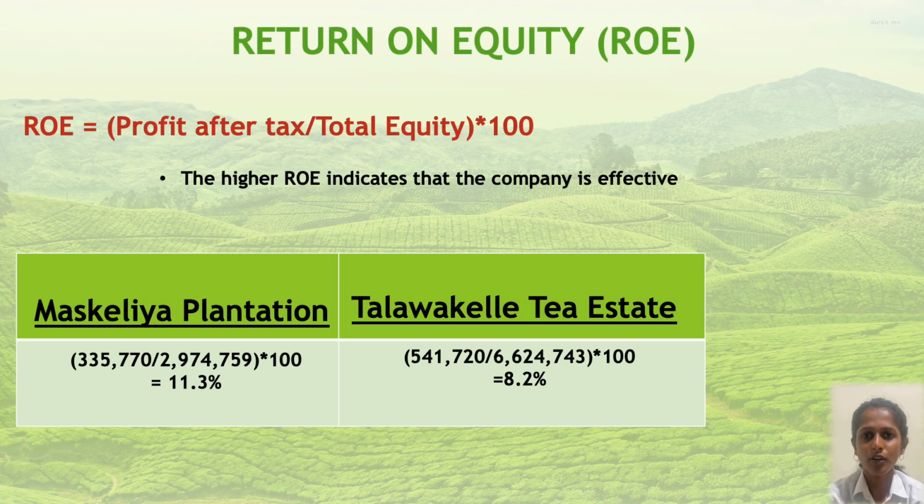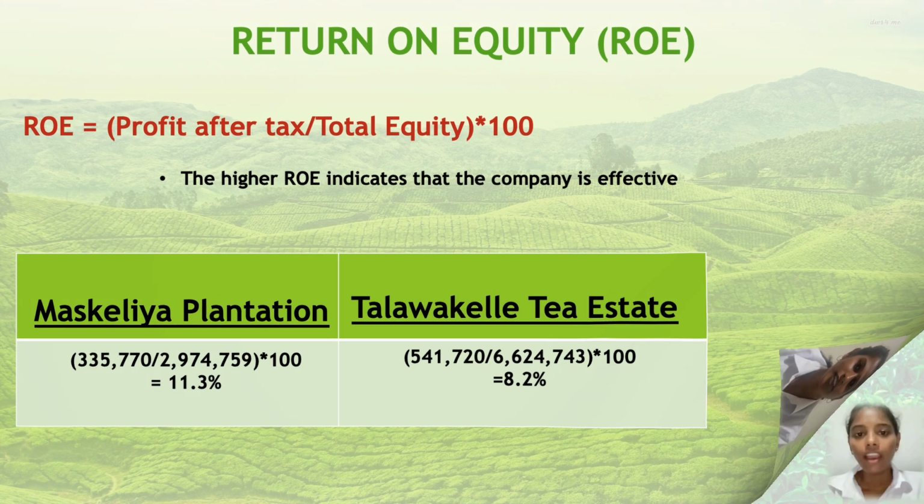I am Danusha. Now let's see the return on equity of Muskelia and Thalawakele Tea Estate. As per the calculation, for every 100 rupees the owners have invested in the company, Muskelia Plantation made a profit of 11.30 rupees and Thalawakele Tea Estate made a profit of 8.20 rupees over the year. Therefore, compared to Muskelia Plantation, Thalawakele Tea Estate shows a lower return generated for shareholders based on their equity investment. According to the return on equity, Muskelia Plantation is better.